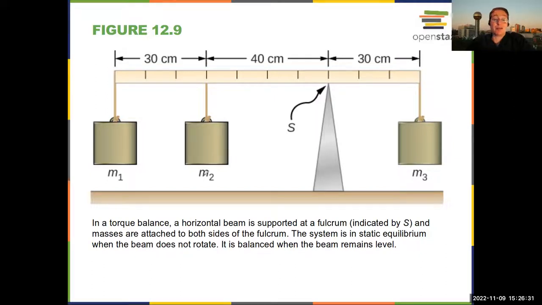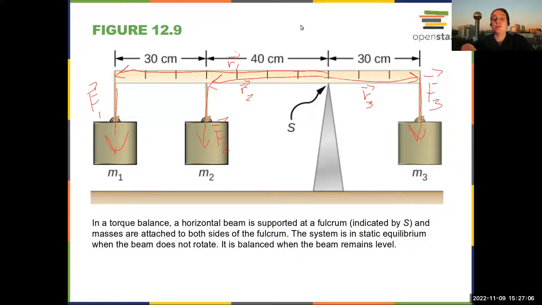All right, so in this type of balance, we're going to label our moment arms R1, and here we have an F1, R2, F2, R3, F3. So our torque 1 is going to be R cross F out of the board, which we denote as if you're looking down an arrow. R2 has the same direction. Torque 2 has the same direction, out of the board. Torque 3 is into the board.